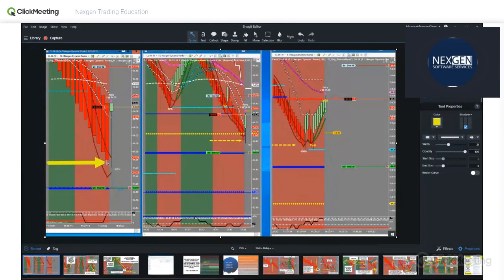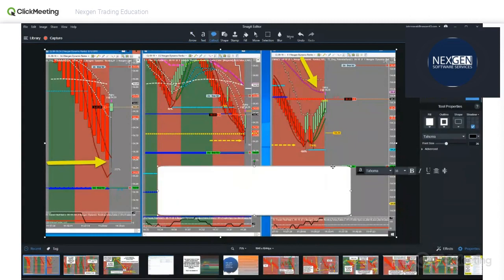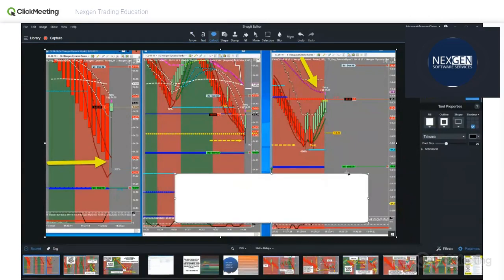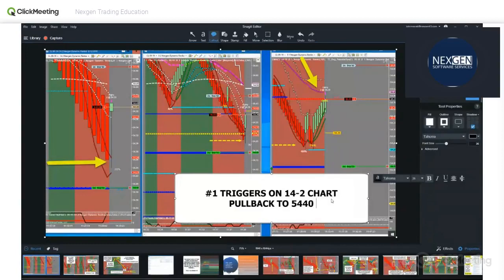What are your triggers doing? And then where's the area? I mean, we could go a few ticks higher, up to maybe 41 or 42. And then look, write it out and just say, number one, triggers on the 14-2 chart. This is why you should trade first and annotate later. I want you to trade first, annotate later. 14-2 triggers on the 14-2 chart. Pull back to 54.40, which is probably the right spot.